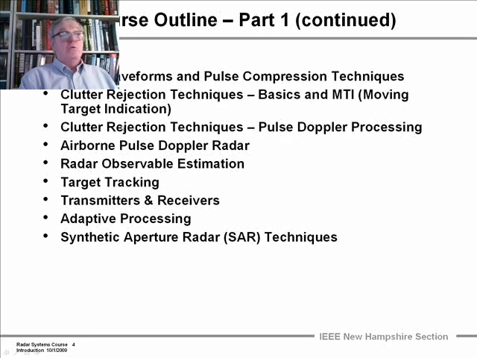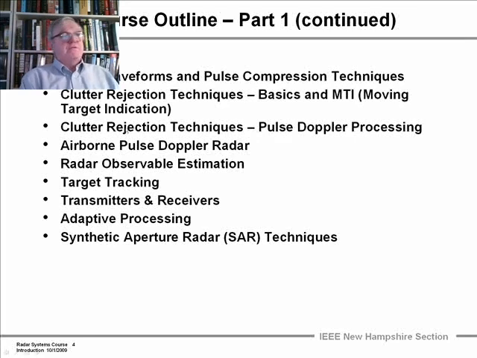Then we'll look at how we reject the clutter while seeing the targets we want to see. And we'll go over the basic techniques. These all use the Doppler principle, which we will have gone over. First, so-called moving target indicator techniques, which are a high-pass filter. So really, it passes through things that are moving and deletes things that aren't moving. A big thing that wouldn't be moving would be the ground.